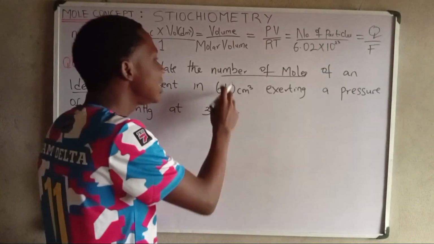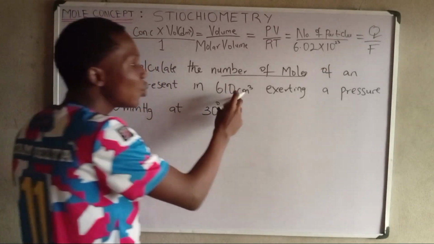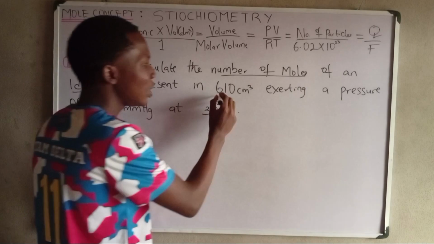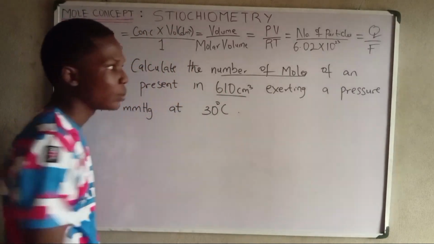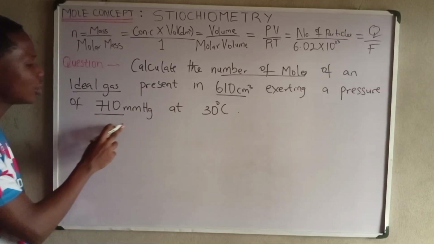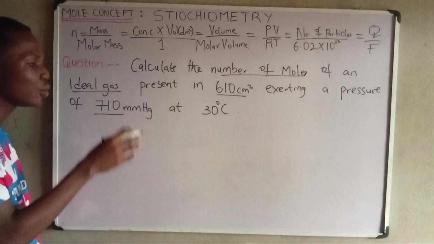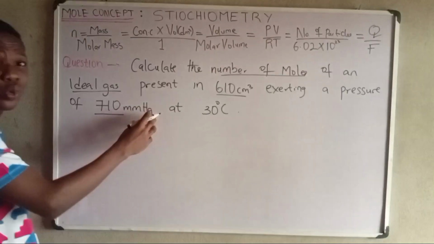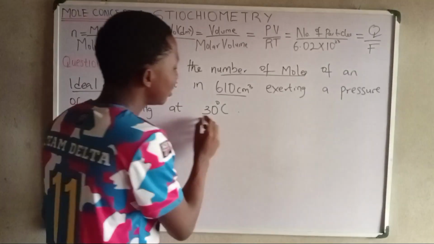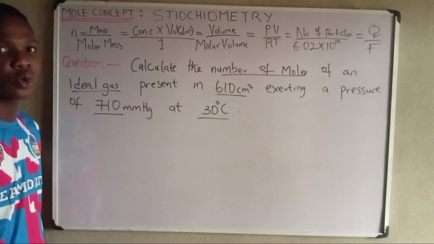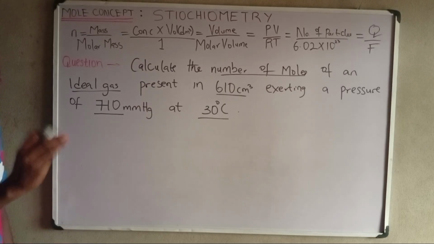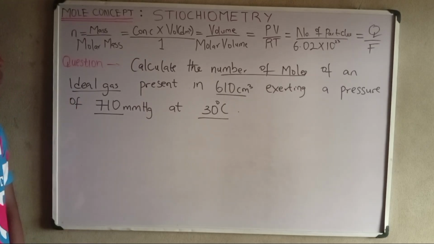Present in 610 cm cube. This is what we identify as volume, exerting the pressure of 710 millimeter mercury. We identify millimeter mercury as what is used to measure pressure, at 30 degrees Celsius. Okay, now with all this, what do we do with these values?